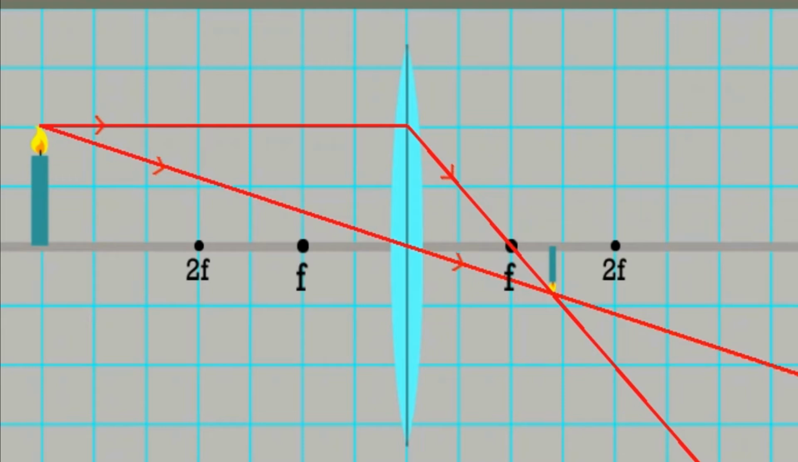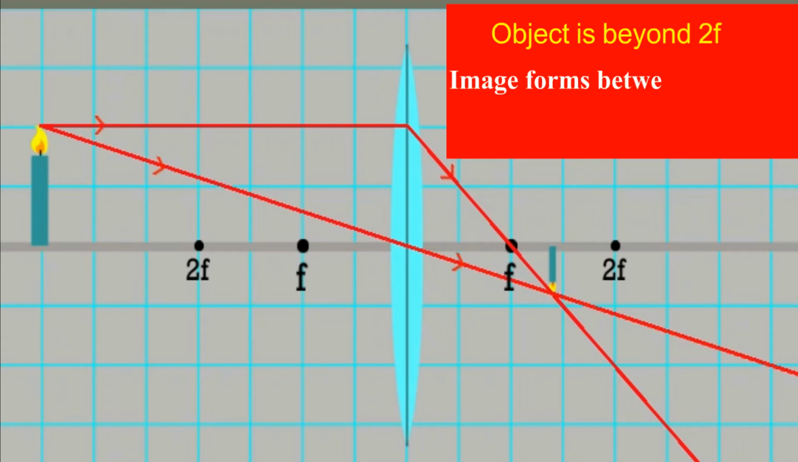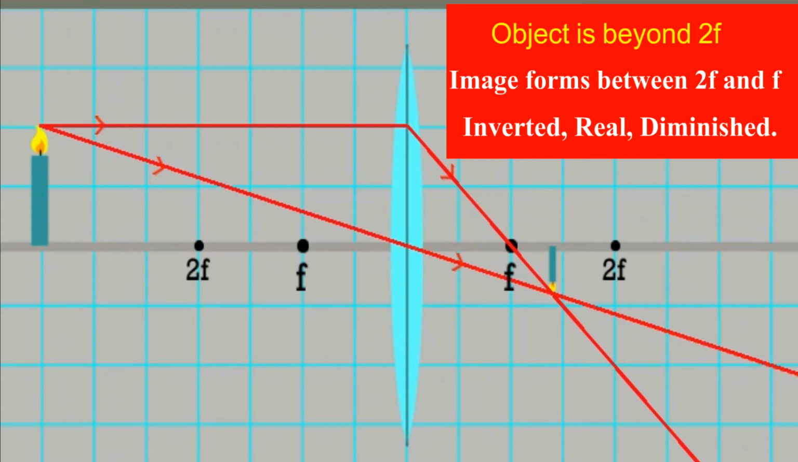Now let us write down the nature and position of the image formed by the convex lens when the object is beyond 2F. Okay. When the object is beyond 2F, the image formed by the convex lens is an inverted image, and it is a real image because the refracted light rays are really meeting at this point. So the image formed is a real image, and it is diminished. See the size of the object and the size of the image. The size of the image is less compared to the size of the object, so we can say the image is diminished and it is inverted. So these are the characteristics of the image.